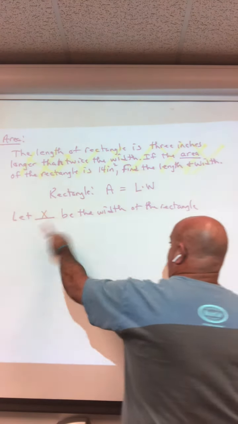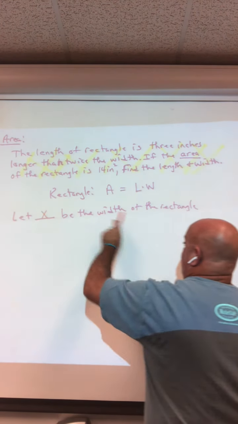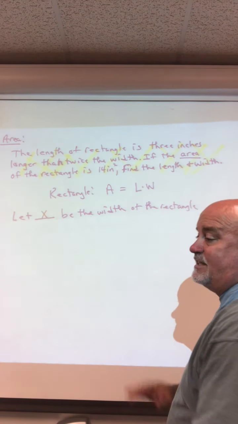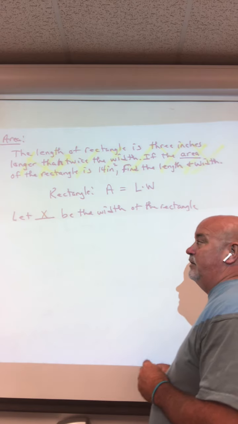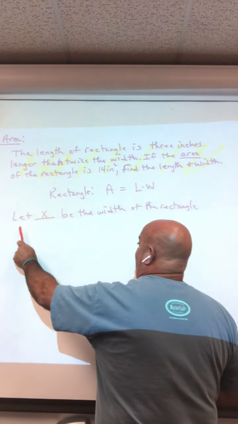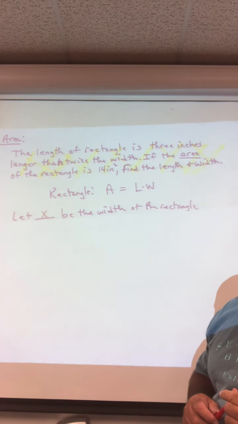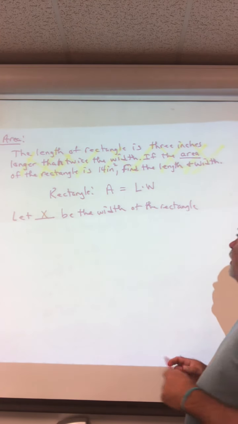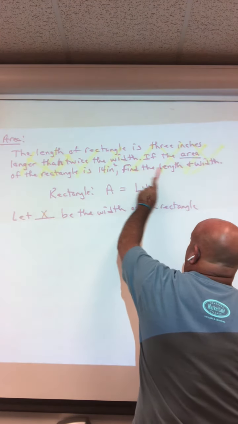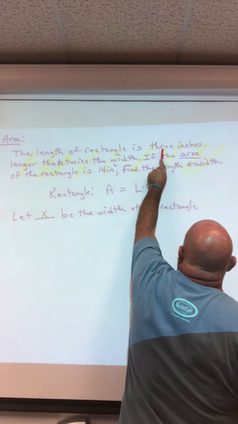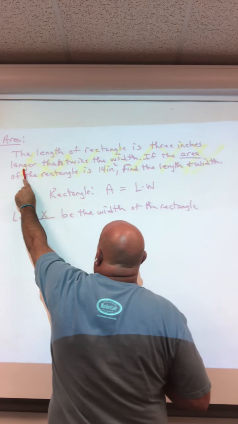Well, I've already got my first heading. Let x be the width. Why did I let x be the width? Because it didn't say anything about the width. Why can I not let x be the length now? Because it did not say that they're equal to each other. So, what did it say about the length? It said the length is 3 inches longer.